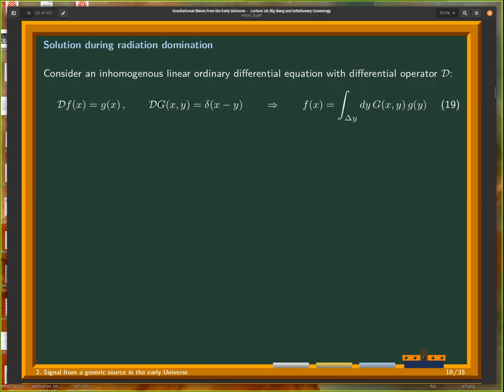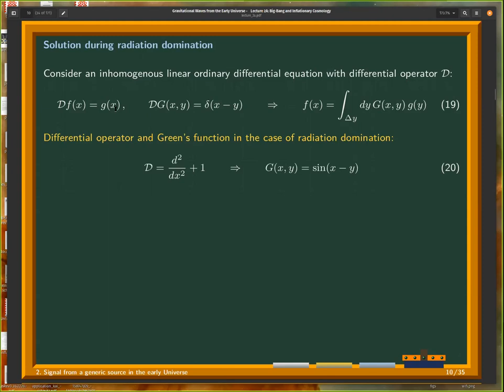But as soon as I know the Green's function of my differential operator, I can find a solution for this differential equation just by convoluting the Green's function with the inhomogeneous part in my differential equation on the right-hand side. So this is a general strategy to solve differential equations of this type. And we can do this now for the two differential equations I showed to you on the previous slide.